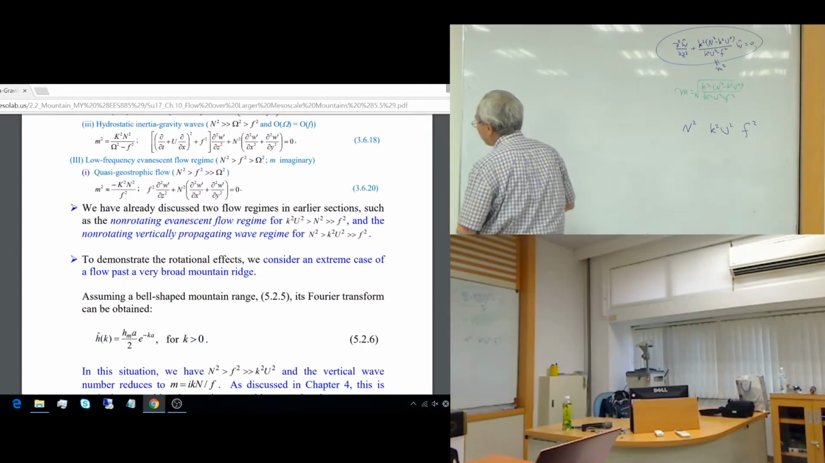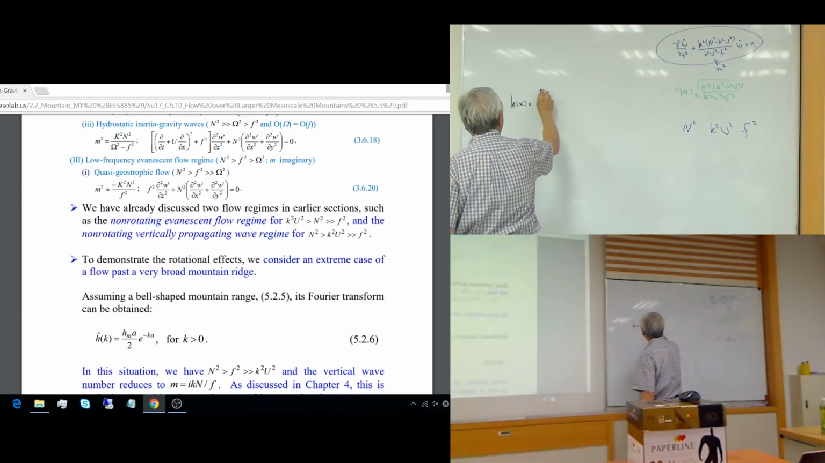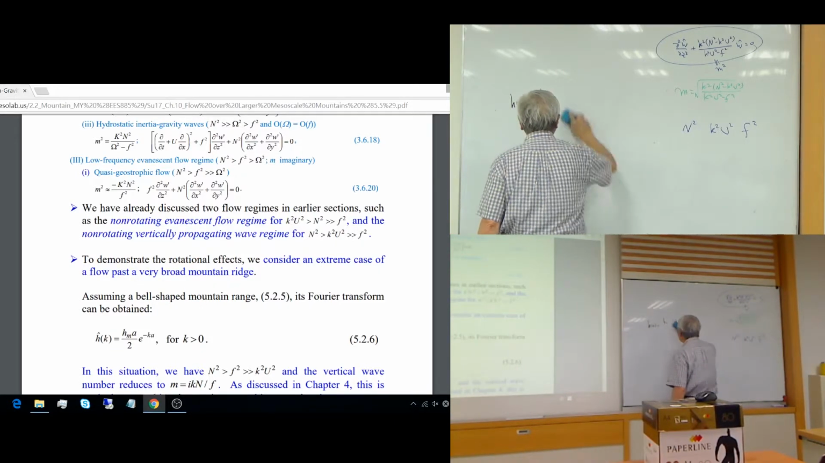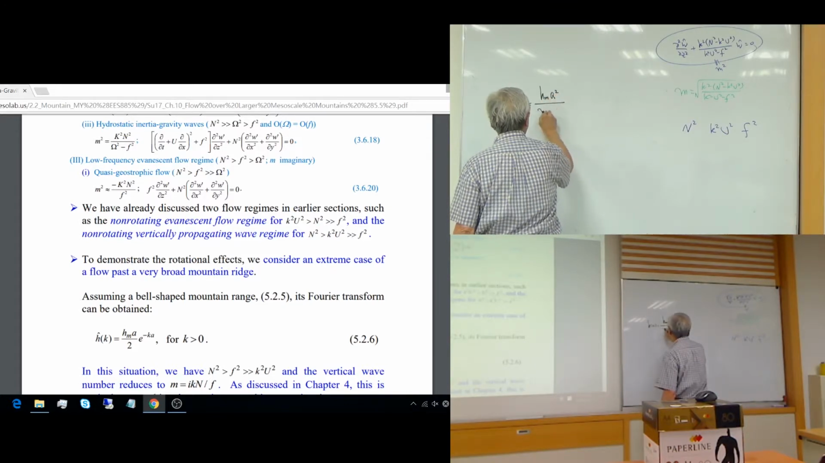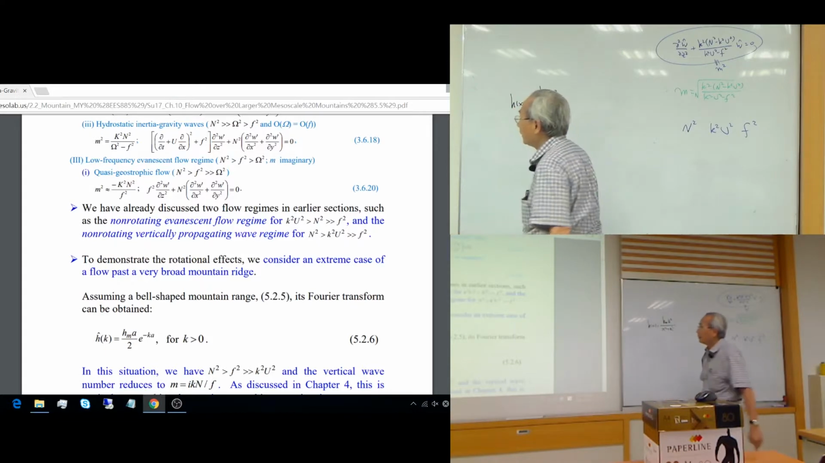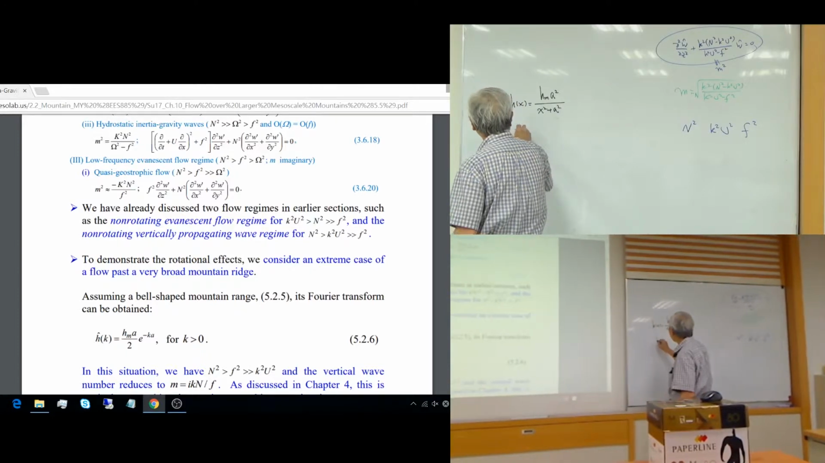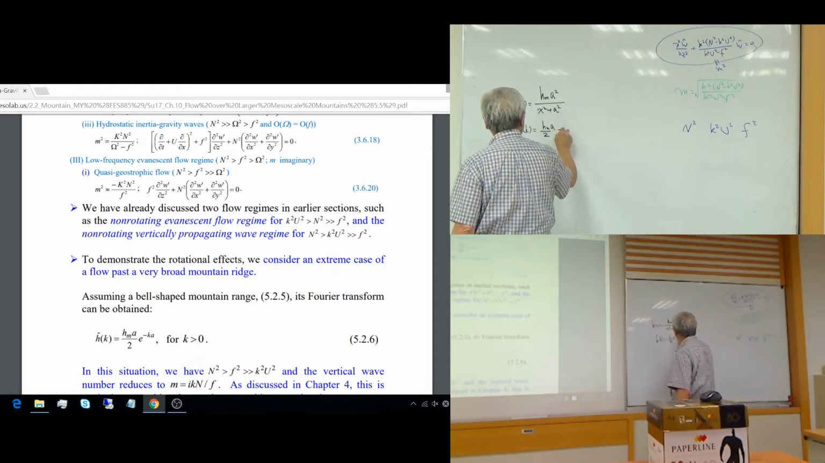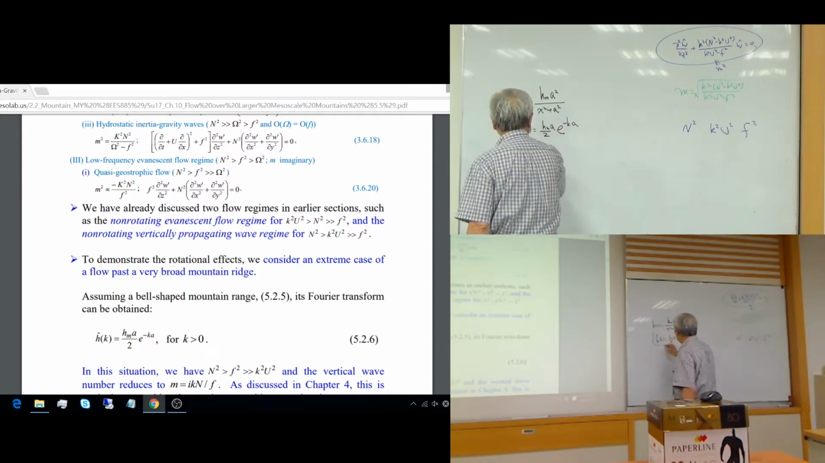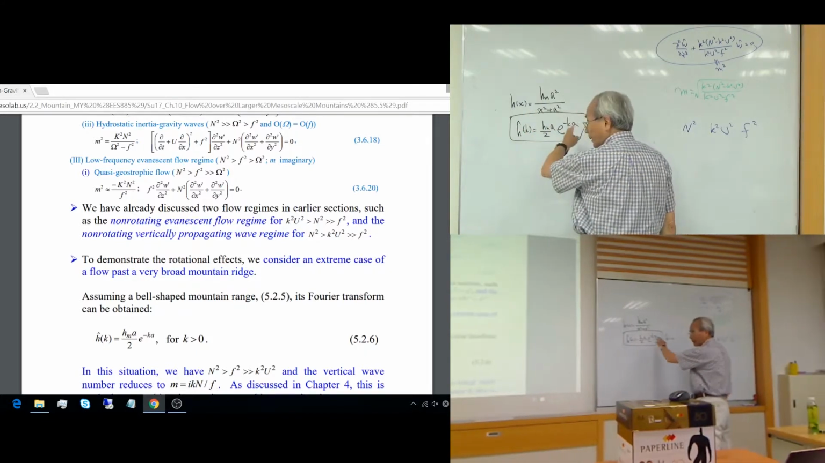So we assume, again, h of x equals hm a squared divided by x squared plus a squared. Then we can make the Fourier transform. This will become h hat of k equals hm divided by 2, and then a, and then e to the minus ka. And this assumes k greater than 0. So we are doing the one-sided Fourier transform.